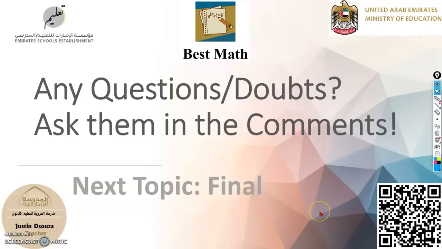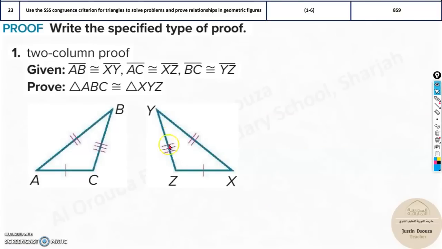This is the final video of the end of term 3 explanation videos. It is topic number 23, and it is again about proving. We have proved just a while ago SAS postulate congruency by writing. Now we are dealing with SSS congruency. Here, all the three sides must be equal.